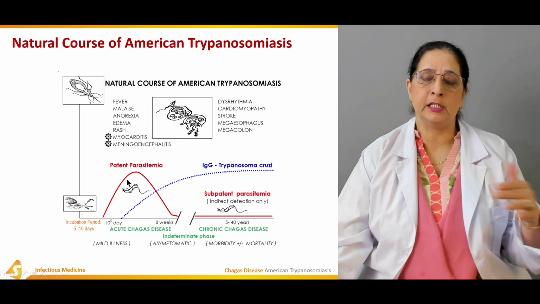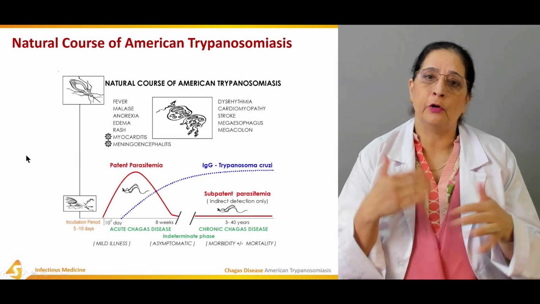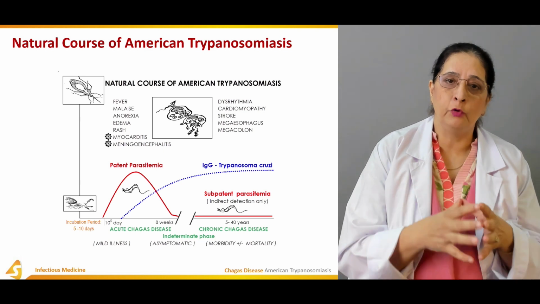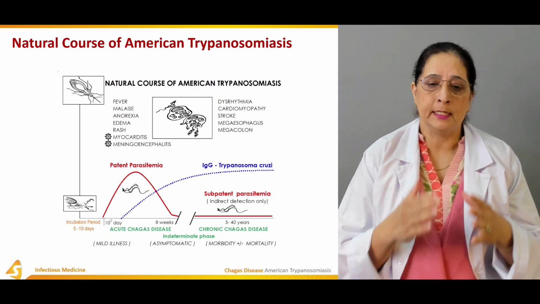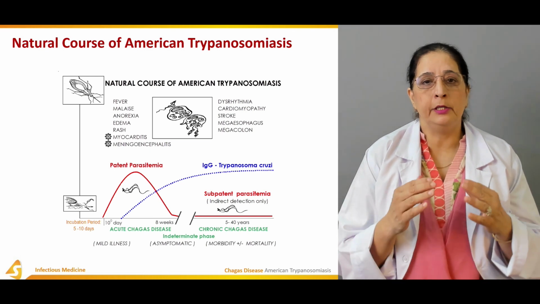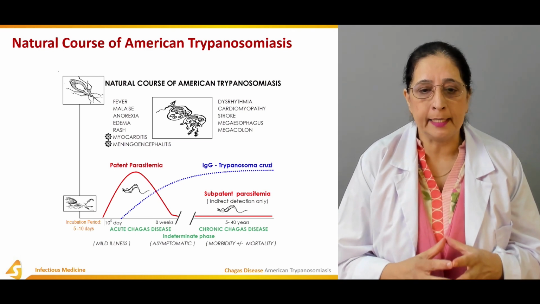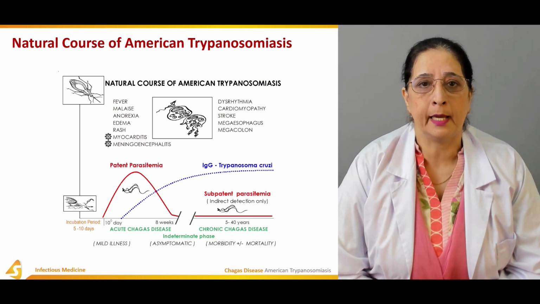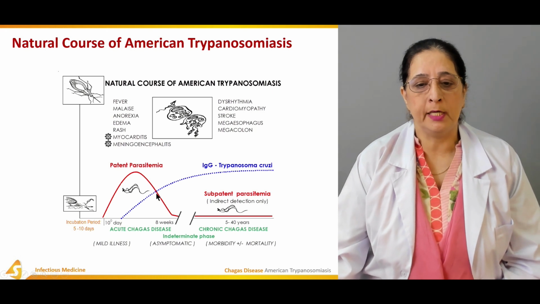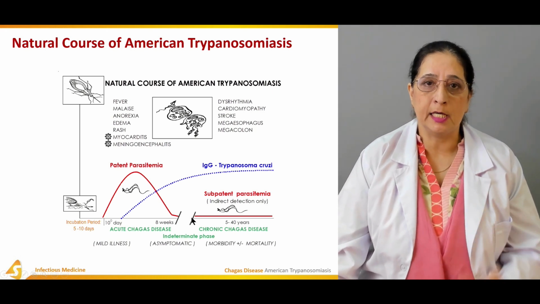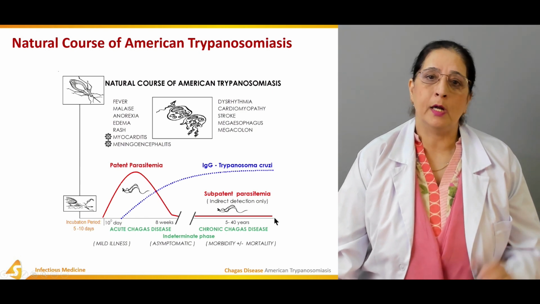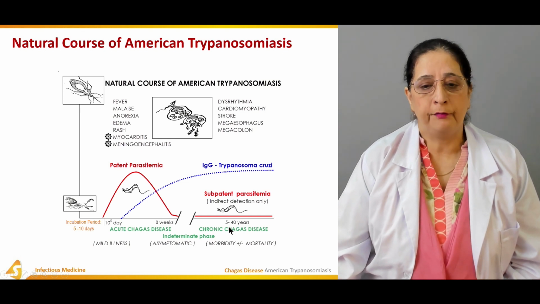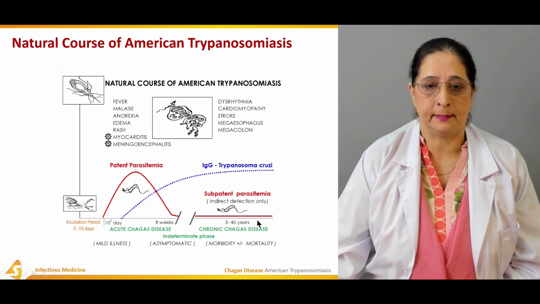So that's just the diagrammatic presentation of what we mentioned in the previous slide, that there is an acute phase and a chronic phase. In the acute phase, the incubation period is 5 to 10 days. At 10 days it rises, then slowly it comes back at about 8 weeks. After that there is the indeterminate phase, and then once the chronic Chagas disease occurs, it lasts for about 5 to 40 years.